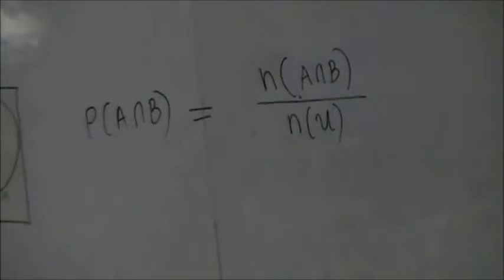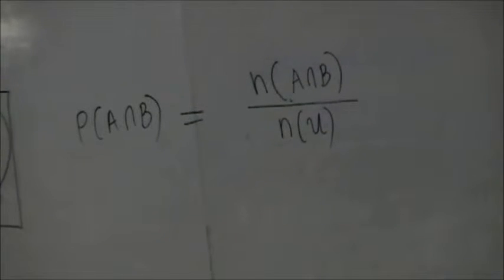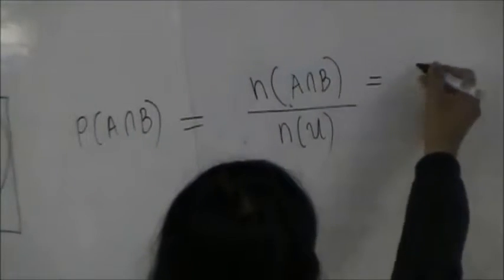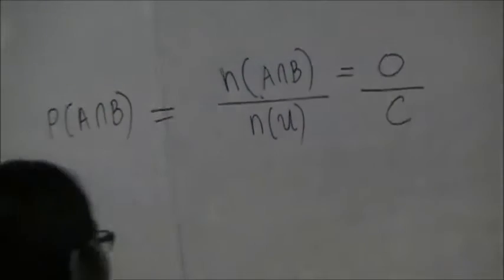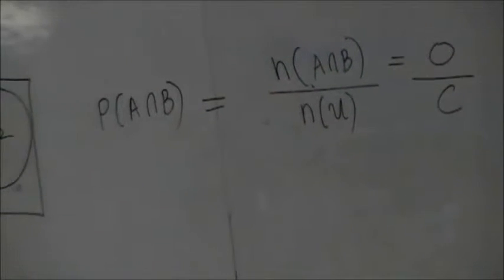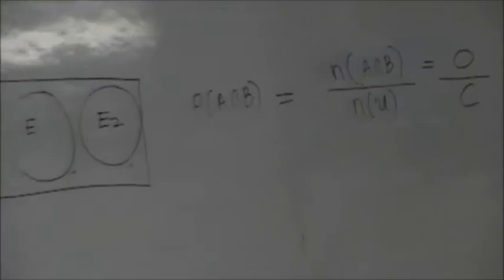And you see that there is no intersection. It means that this number over here is 0. And this one, of course, is a constant. And 0 over a constant is 0. So that proves to us in great detail why it is 0. So these are defined as mutually exclusive.